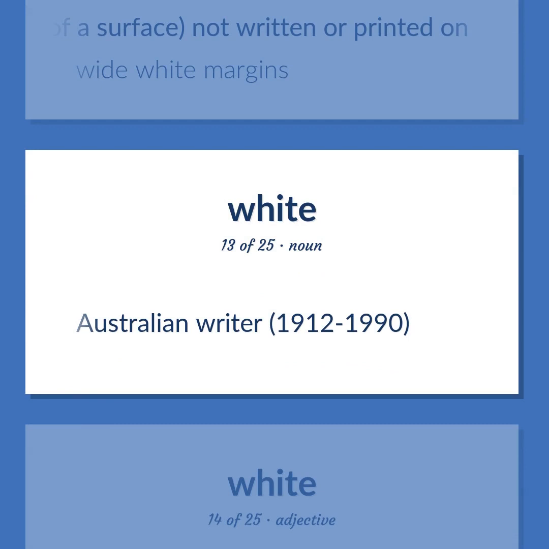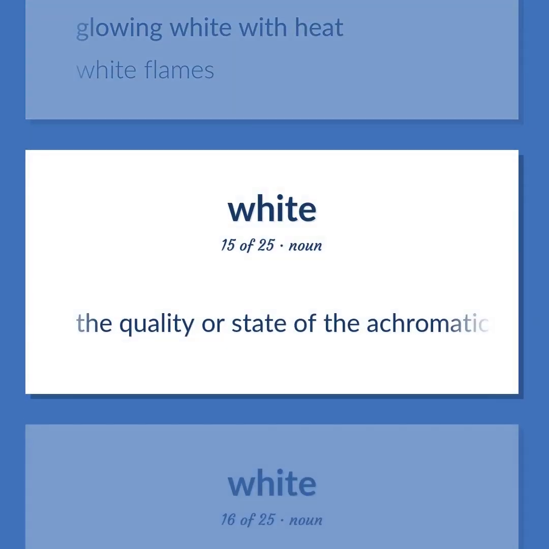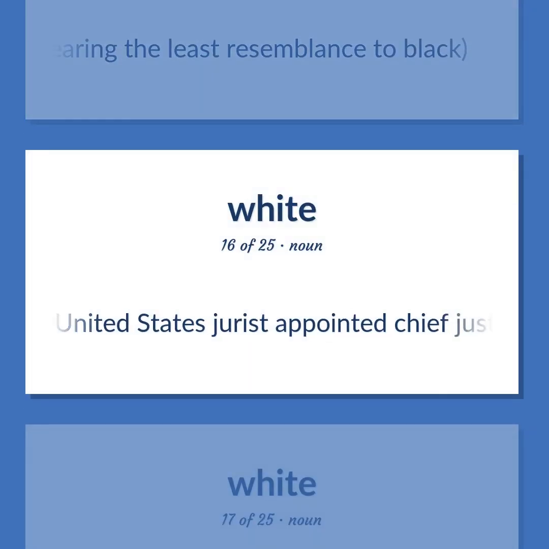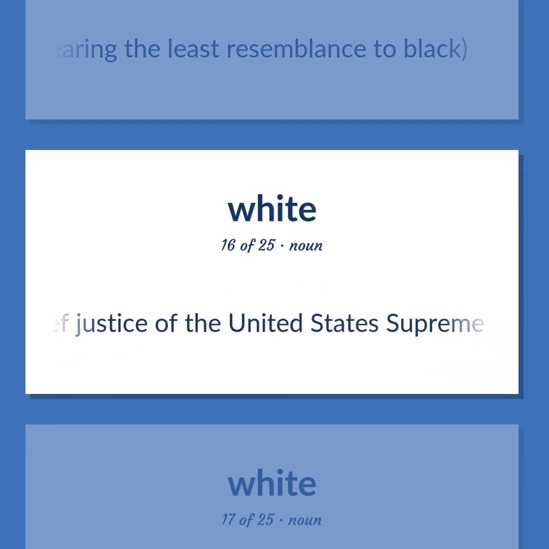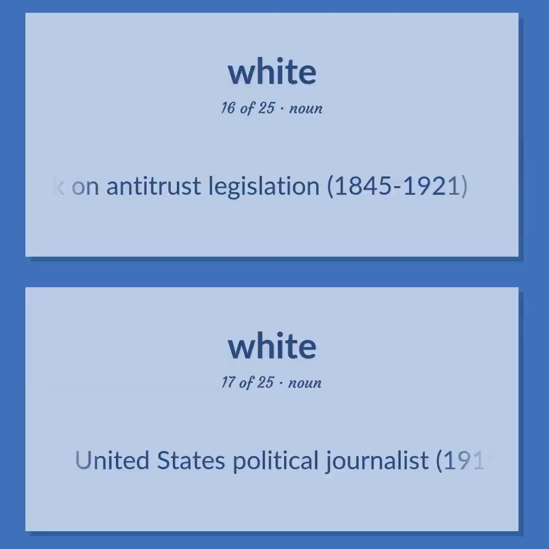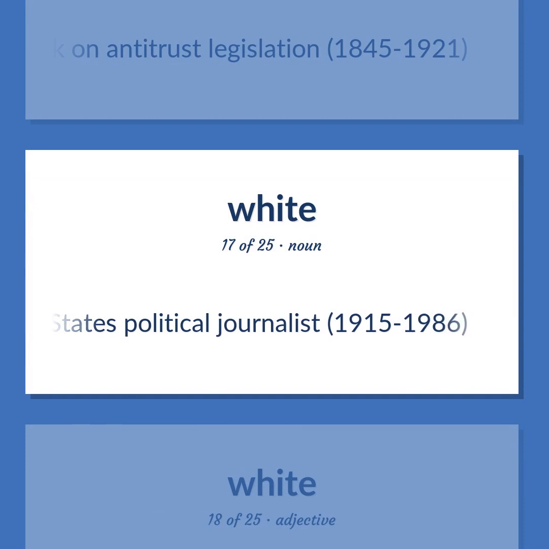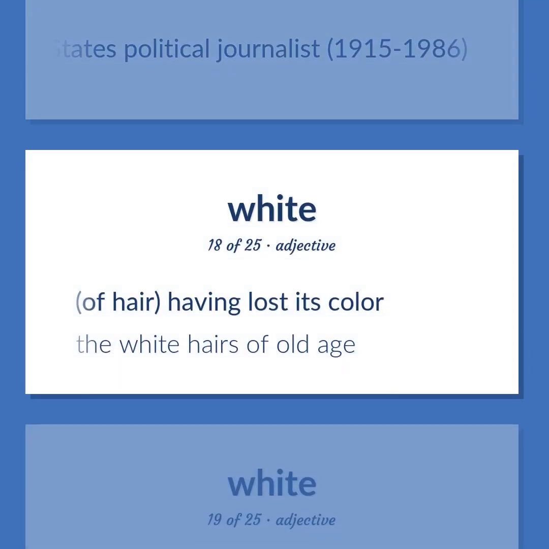Australian writer, 1912 to 1990. Glowing white with heat. White flames. The quality or state of the achromatic color of greatest lightness, bearing the least resemblance to black. United States jurist appointed Chief Justice of the United States Supreme Court in 1910 by President Taft. Noted for his work on antitrust legislation, 1845 to 1921. United States political journalist, 1915 to 1986. Of hair, having lost its color. The white hairs of old age.